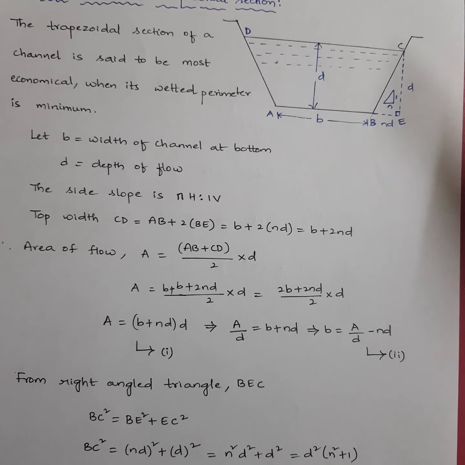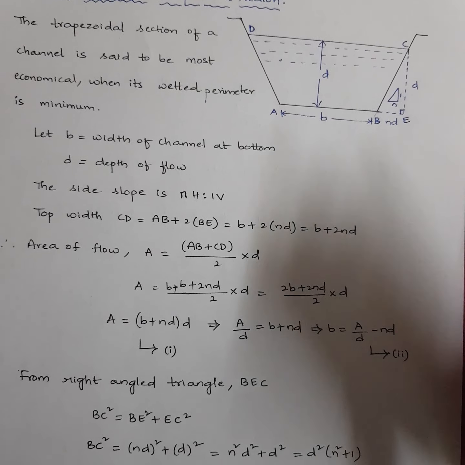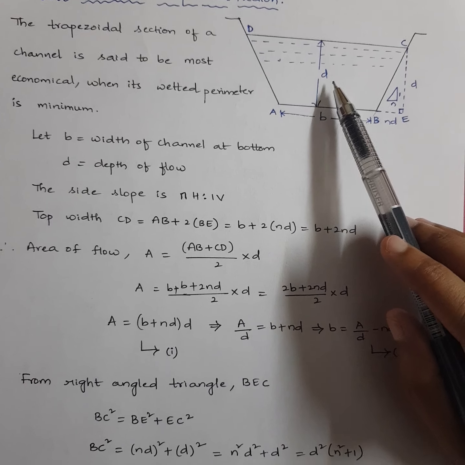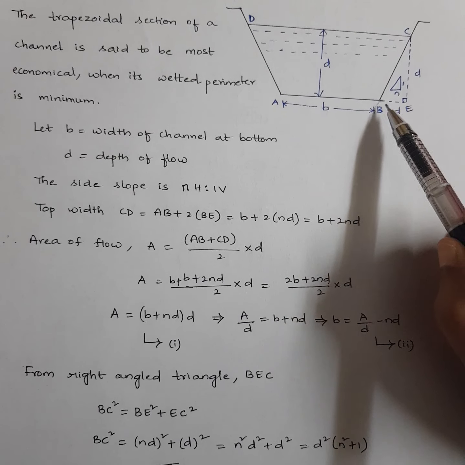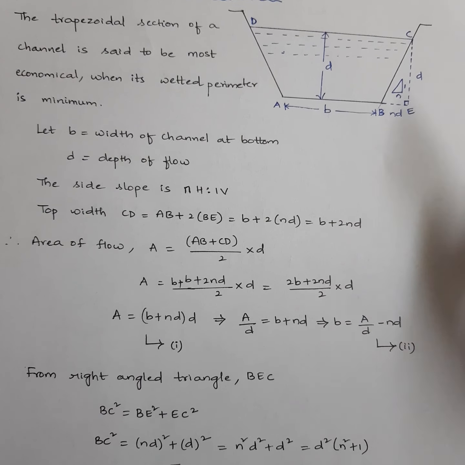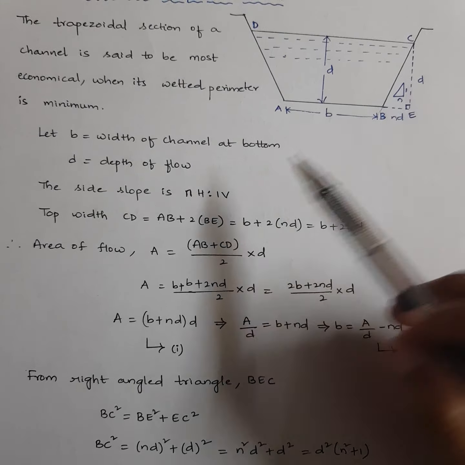That is what is important. Now I have a trapezoidal section with bottom width B, depth of flow D, and my side slope BC is laid with n horizontal is to 1 vertical. Means the slope will be given like this.